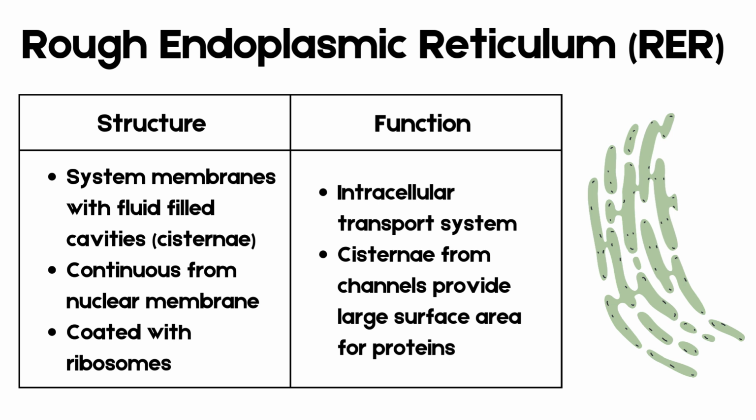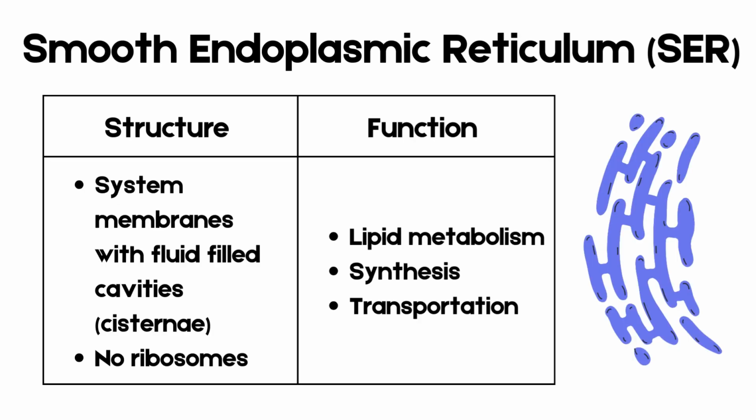Next, we find the rough endoplasmic reticulum. This is covered in ribosomes and is where translation occurs. It acts as an intracellular transport system, and its cisternae provide a large surface area for protein production. Next door is the smooth ER, similar to the rough ER, but without ribosomes. Instead of making proteins, this one focuses on lipid metabolism, lipid synthesis, and transporting lipids around the cell.